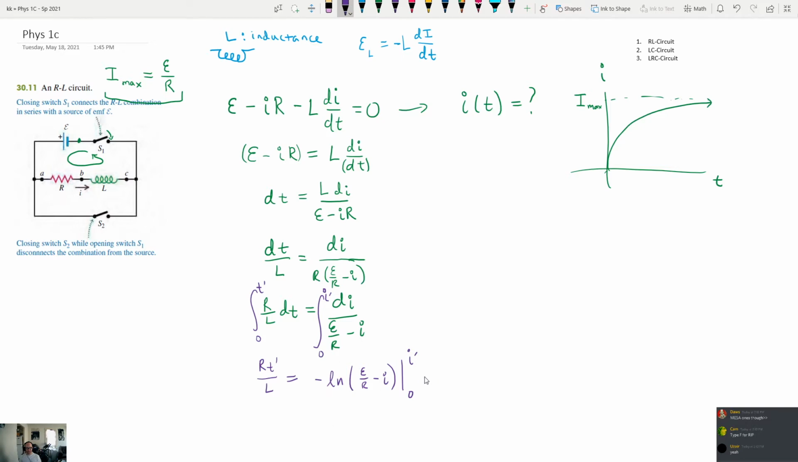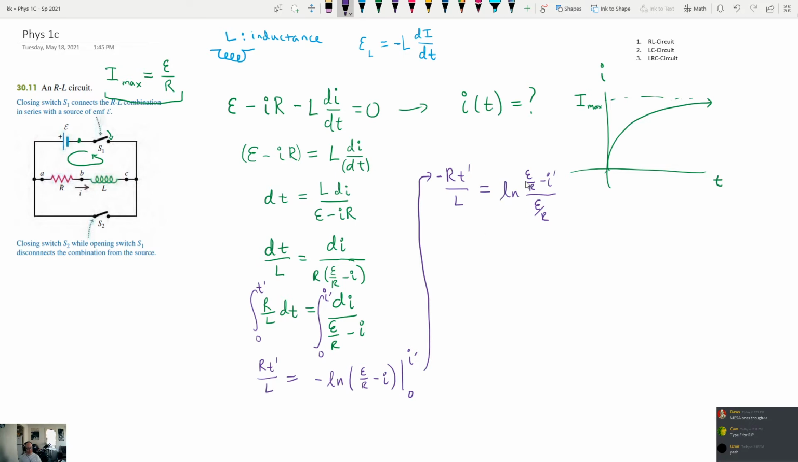Okay, and then we can maybe just use all this white space right here. The next line would be plugging these numbers in. So we're going to have R t prime over L. I'm going to move the negative sign onto this side over here, so this is equal to the natural log. When I plug in I prime, I'll get E over R minus I prime, divided by, when I plug 0 in, just E over R. And there really should be absolute value signs on all this stuff, if we're doing this properly.